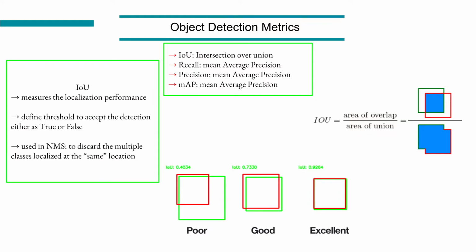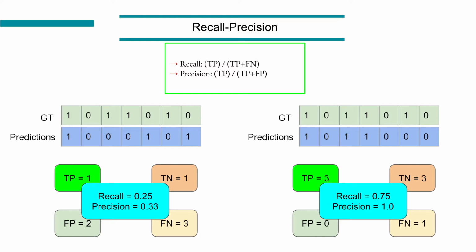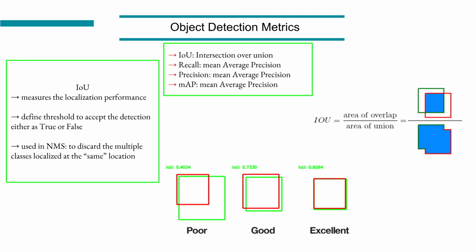And these metrics are mostly used for classification tasks, and there are other metrics also for object detection. The first one is intersection over union. This metric measures the localization performance of object detection. You have to define some threshold. For example, if our intersection over union value is over some threshold, then accept this detection as true and lower ones as false.